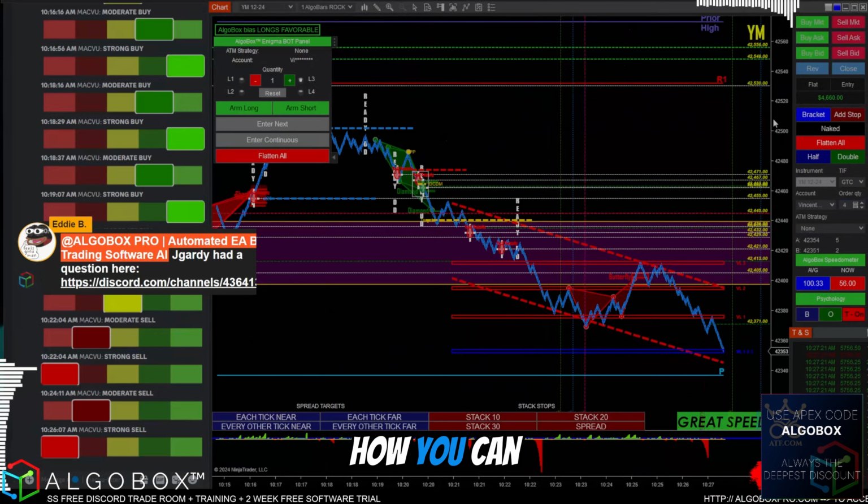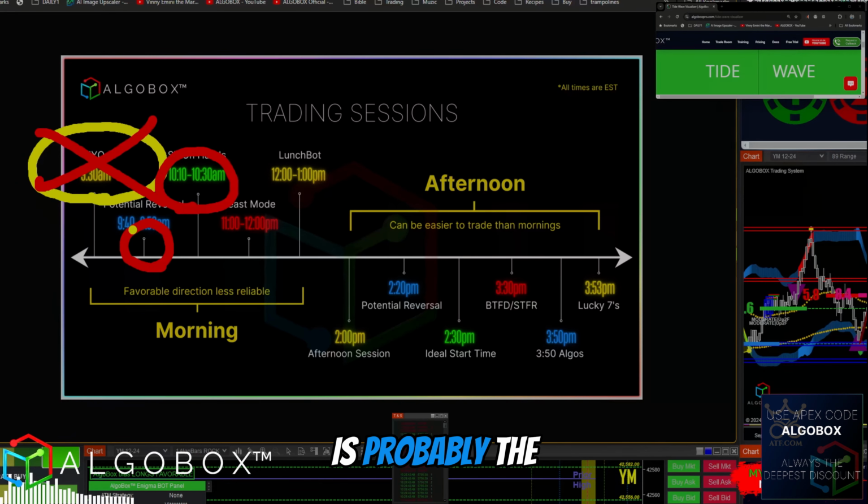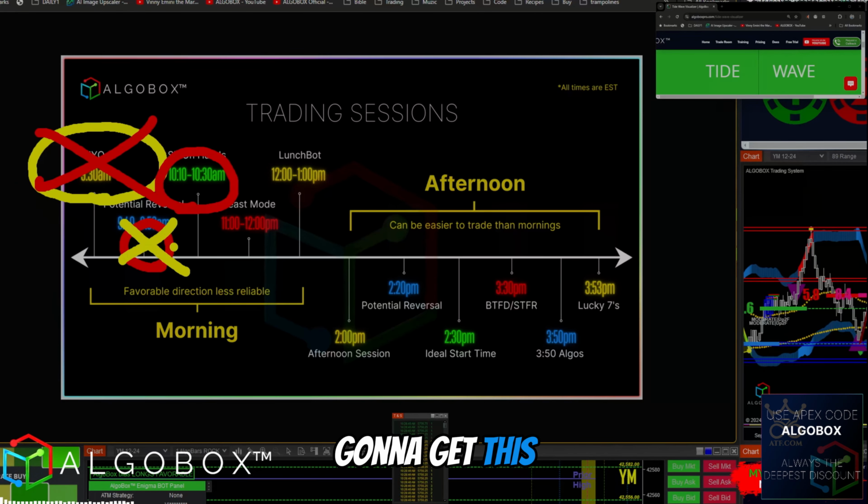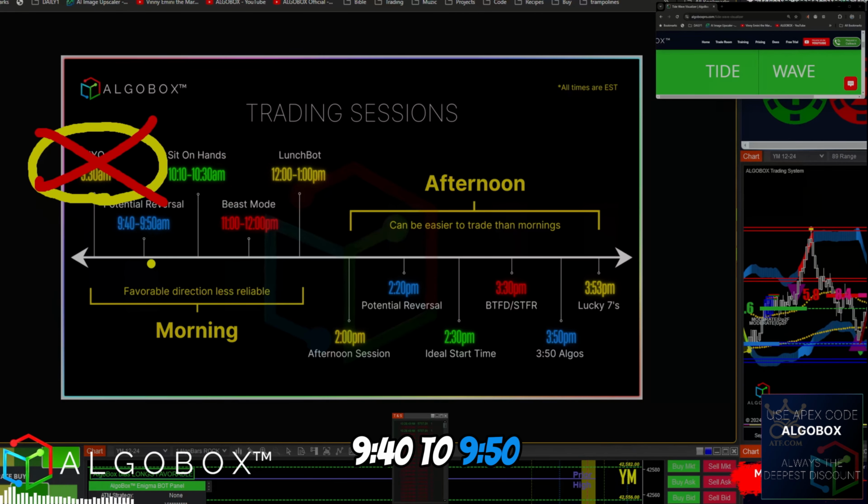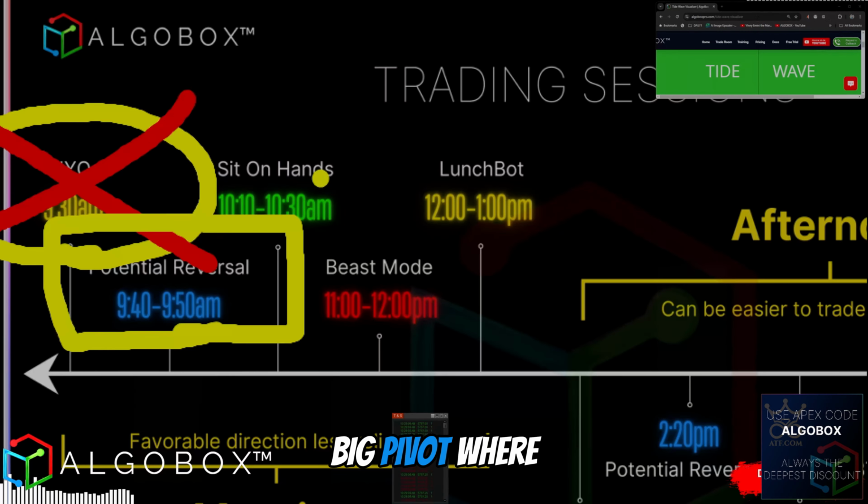Here are trading sessions as I see them. You're asking here at the New York Open. You're not going to tune it perfectly to take a trade here. Your first sets of trades on that are going to be here and here. This is probably the least likely area that you're going to get this. However, what happens at 940 to 950? Oftentimes we get a big pivot where you can pick up 20, 40, 50, 100 some odd ticks.